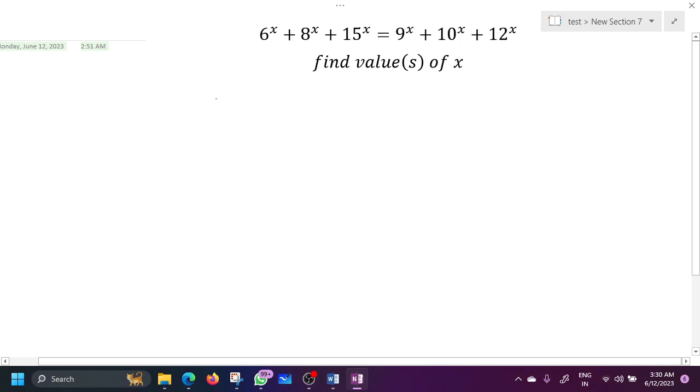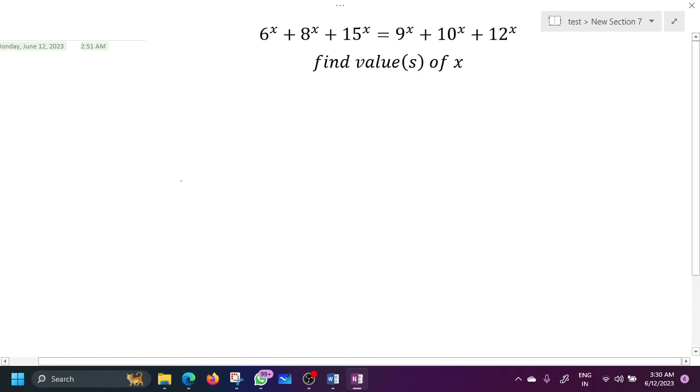So the problem says that 6 power x plus 8 power x plus 15 power x is equal to 9 power x plus 10 power x plus 12 power x. Find the values of x. There may be multiple solutions, meaning x can take multiple values or x can take a single value depending on how many solutions it has. So we need to find out all the solutions.